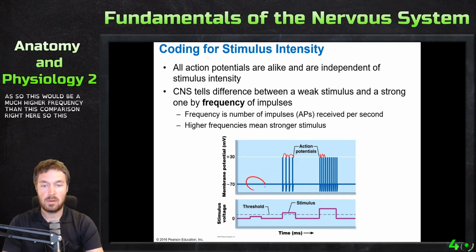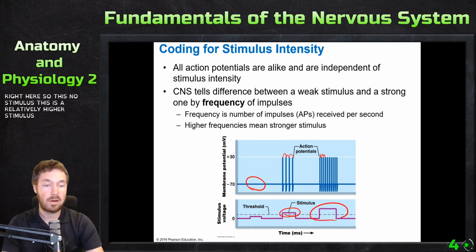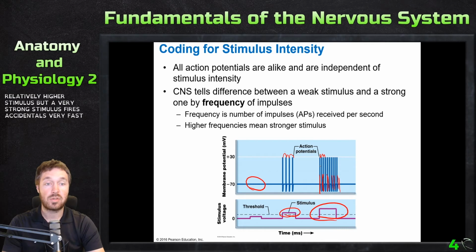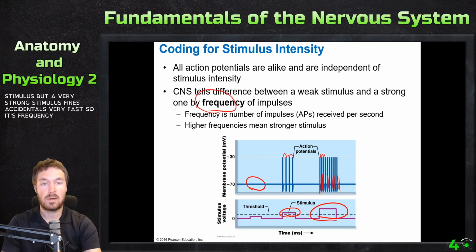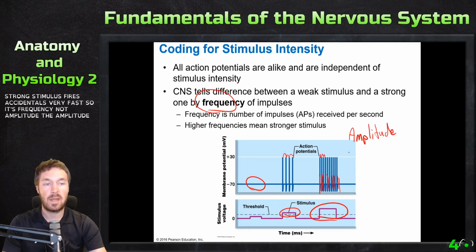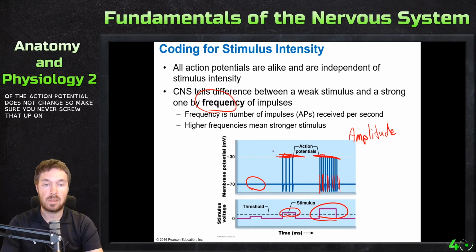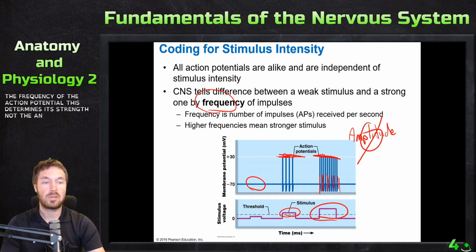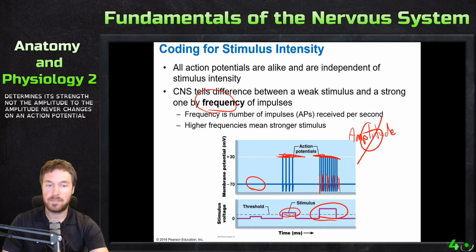So this is no stimulus, this is a relatively higher stimulus, but a very strong stimulus fires action potentials very fast. So it's frequency, not amplitude. The amplitude of the action potential does not change, so make sure you never screw that up. It's the frequency of the action potential which determines its strength, not the amplitude. The amplitude never changes on an action potential.